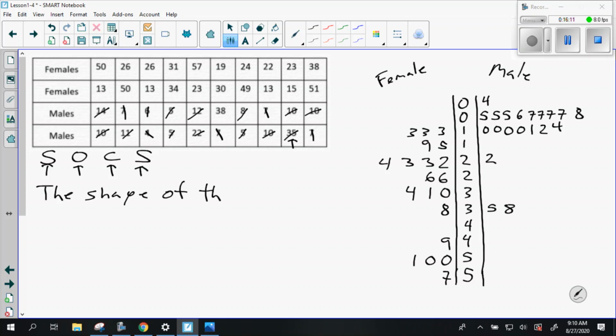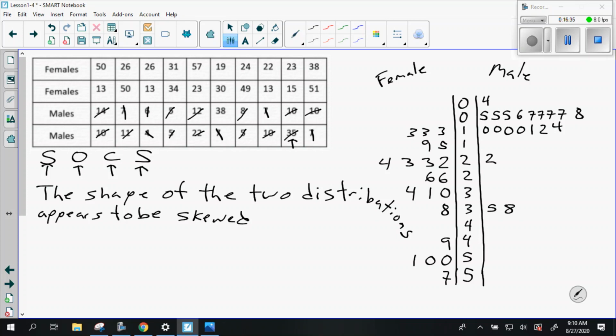Oh, it's falling. Sorry about that. The shape of the two distributions appears to be skewed. Right, we've determined both of them were skewed, right? And we determined that about the female and the male distributions. The females, we looked at that, right, by turning it on its side earlier. All right. So we took care of shape.